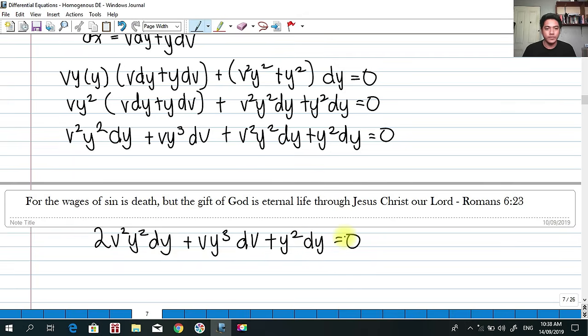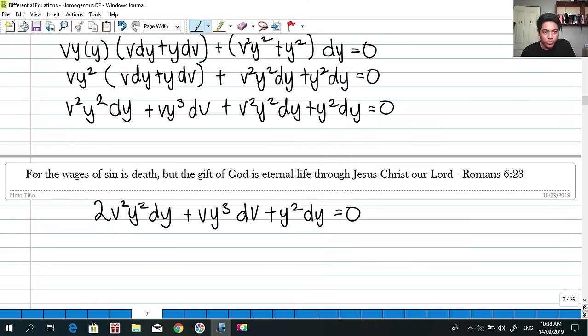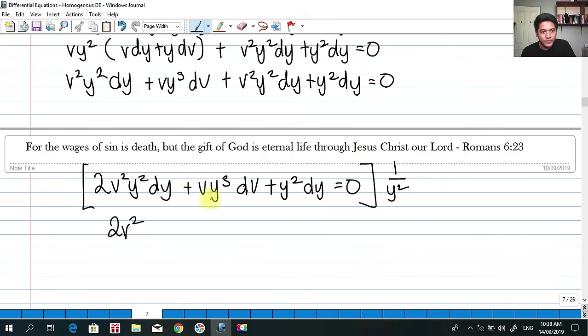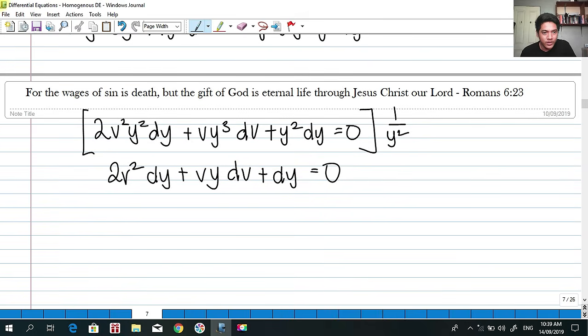So do they have common factors? Do each term here have a common factor? Yes, we can actually divide them. We have y squared here. We can strip off y squared here. And we have y squared here. So we can divide the whole side of the equation by y squared. So that we have 2v squared, okay, dy plus vy dv, because the y squared here will cancel out. So we have a remaining of y plus simply dy is equals to 0. So combining like terms, okay, so we can have this, okay.